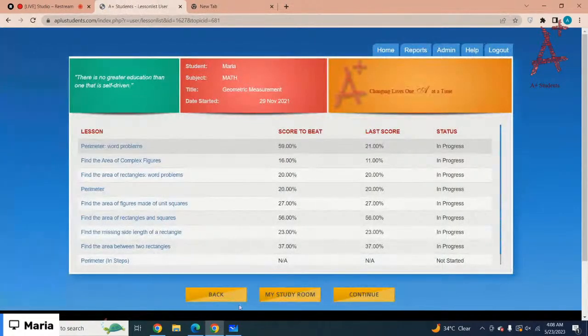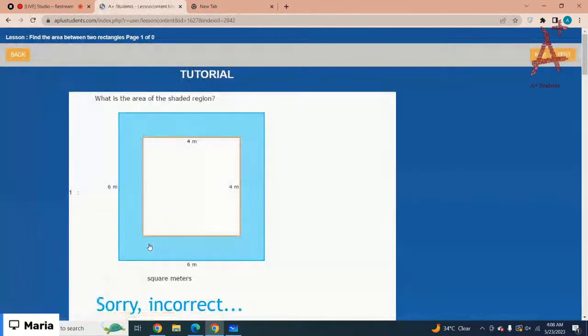Okay, the next one is find the area between two rectangles. Let's start with the lesson. What is the area of the shaded region? Basically you are given two squares, an outer one and an inner one. The inner one has the measurement 4 meters and the outer one has 6 meters. You have to calculate the area of just the shaded region. Got it? How do we calculate the area of the shaded region? Calculate the area of the outer square, then calculate the area of the inner square, and subtract the area of the inner square from the outer one, so it would be the area of the shaded region.